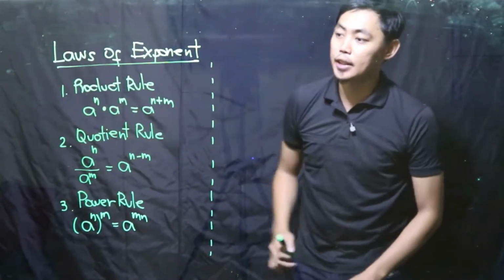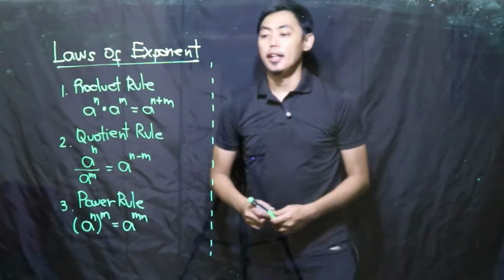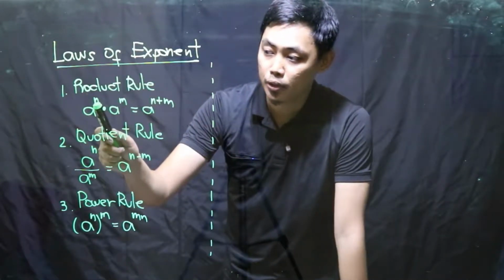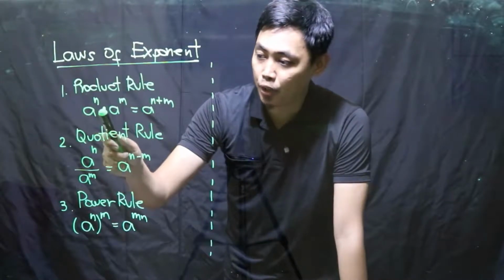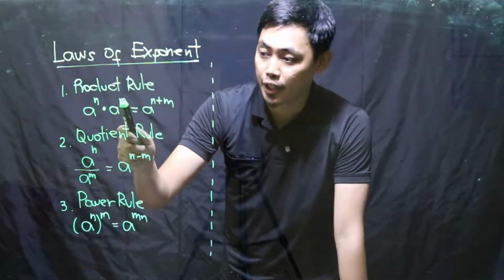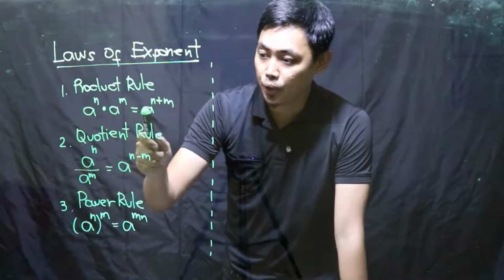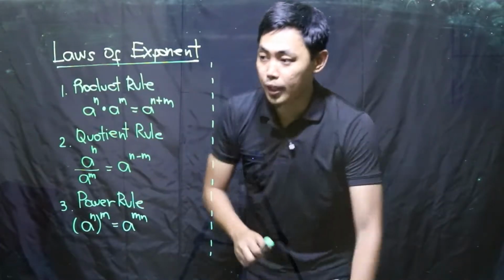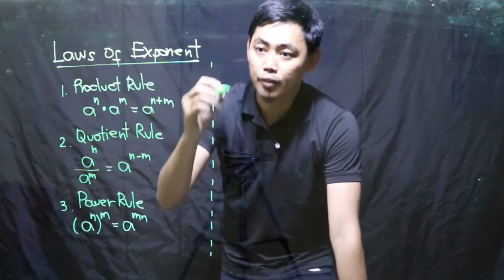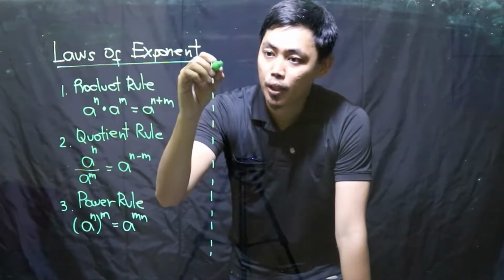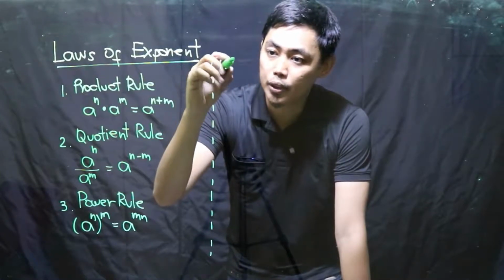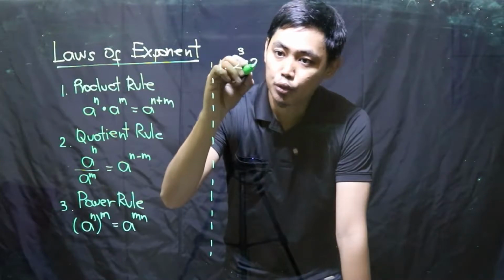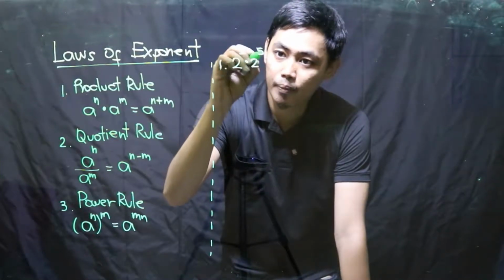The first rule is the product rule. It means that if you have a number raised to a power and you multiply it to the same number raised to another power, what you can do is just write the number, then add the exponents. So, for example, number 1 here, 2 to the power of 3 times 2 to the power of 5.